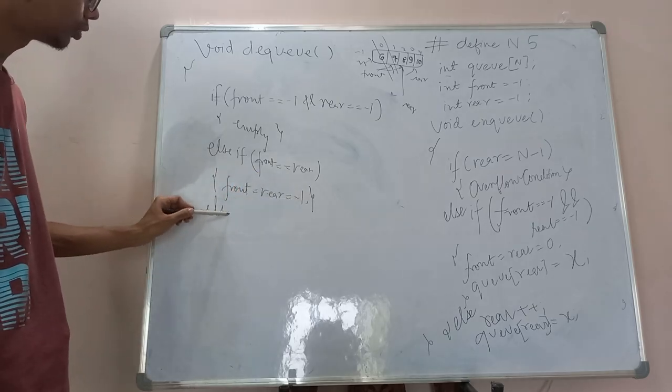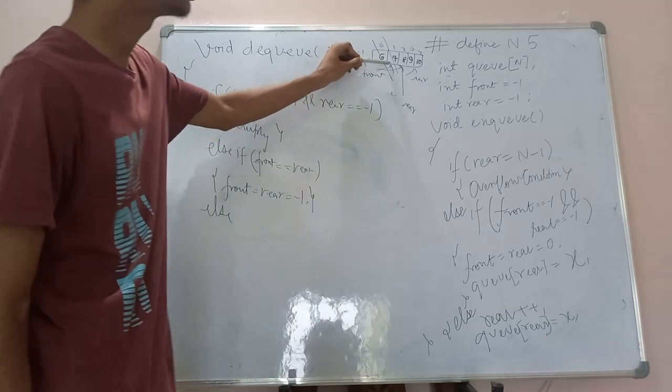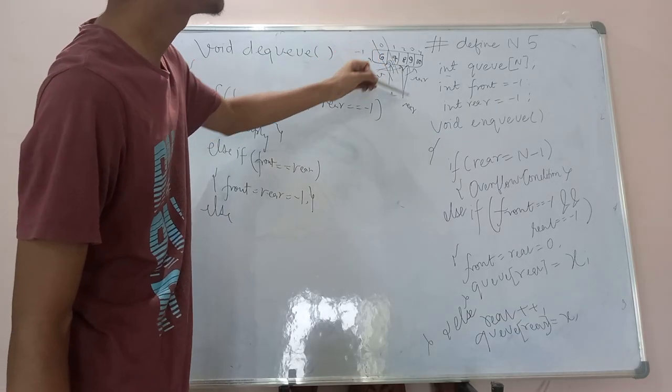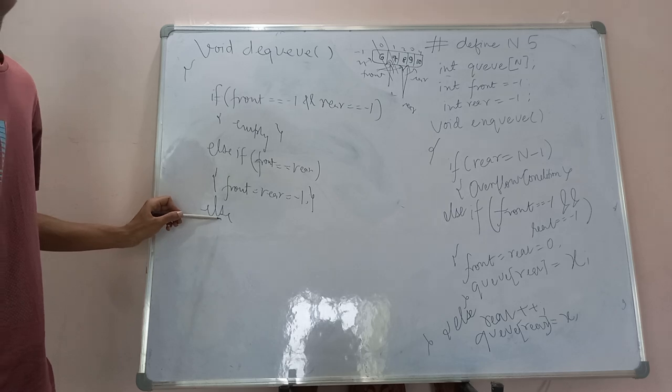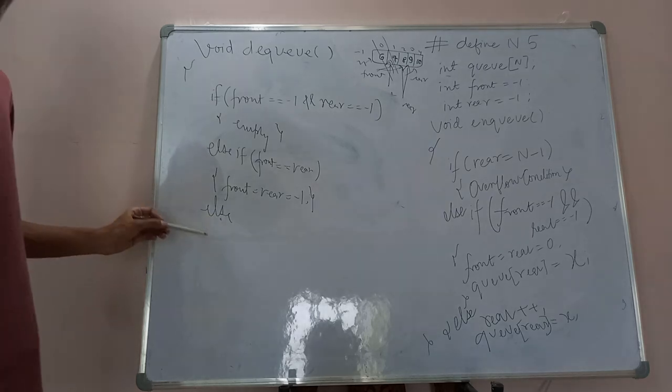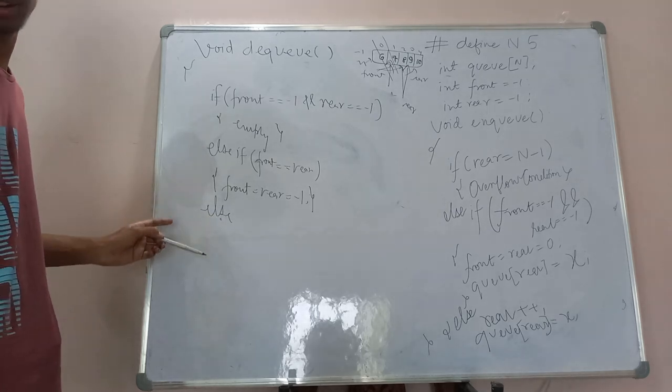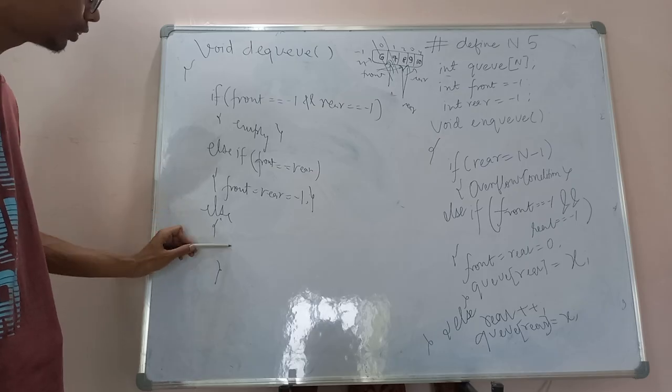Now else, if my front is below here and rear is here, what I will do is go ahead. I will move my front ahead.